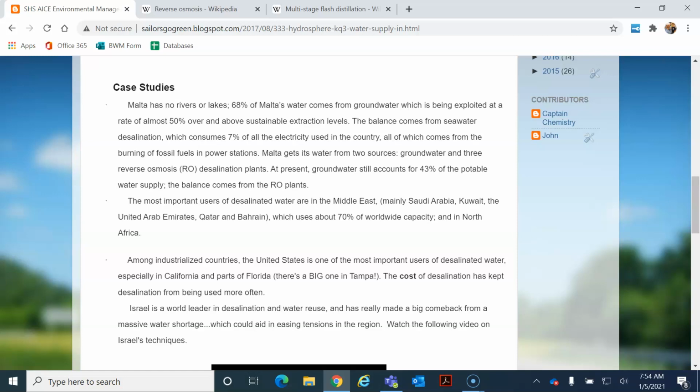Malta gets its water from 2 sources, the groundwater, and 3 reverse osmosis desalination plants. So even though this is reverse osmosis and not a distillation plant, it's still using that much energy. At present, groundwater still accounts for 43% of the potable water supply, and the balance comes from the reverse osmosis plants. The most important users of desalinated water are in the Middle East, like Saudi Arabia, Kuwait, UAE, Qatar, and Bahrain, which use 70% of worldwide capacity, and in North Africa.